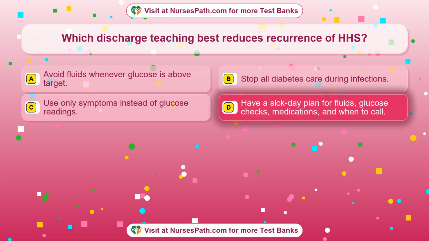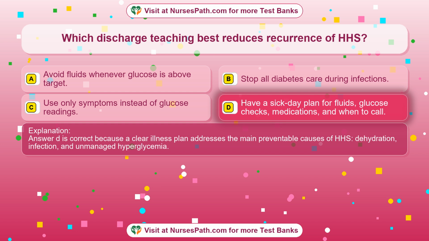The correct answer is option D, have a sick day plan for fluids, glucose checks, medications, and when to call. Answer D is correct because a clear illness plan addresses the main preventable causes of HHS: dehydration, infection, and unmanaged hyperglycemia.